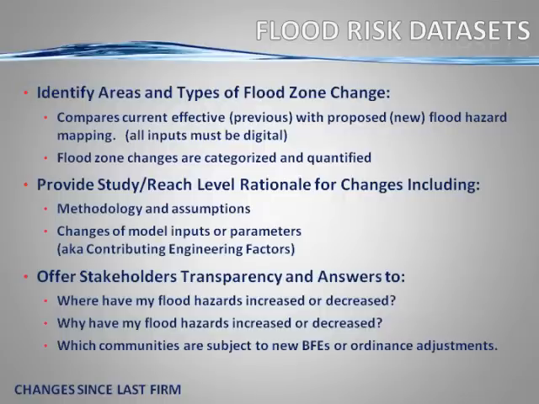So compare the current effective with the proposed flood hazard map. Then the flood zones are quantified and looked at, and now you provide study and reach level rationale for changes. So you take the methodology and assumptions into account. Changes in model inputs or parameters, aka contributing engineering factors. So if you put in a dam up a river, it changed the way a floodplain works. And it offers stakeholders transparency and answers to, have my flood hazards increased or decreased in a certain area? Why have my flood hazards increased or decreased? And which communities are subject to these changes?